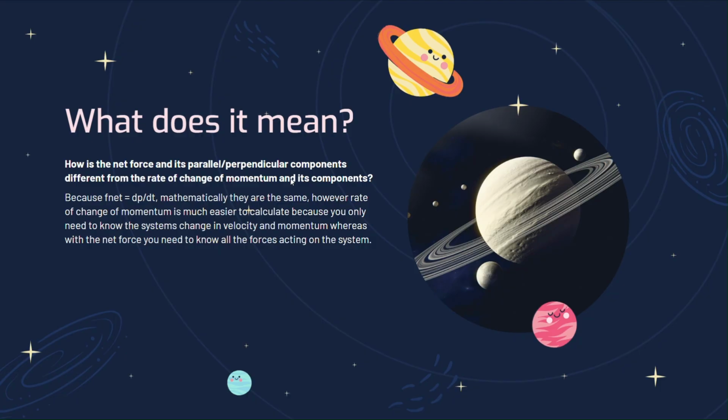To answer the question of how the net force and its parallel and perpendicular components are different from the rate of change of momentum in its components: because F net equals dp over dt, mathematically they are the same. However, rate of change of momentum is much easier to calculate because the only thing you need to know is the system's change in velocity and momentum, whereas for the net force you need to know all the forces acting on the system.